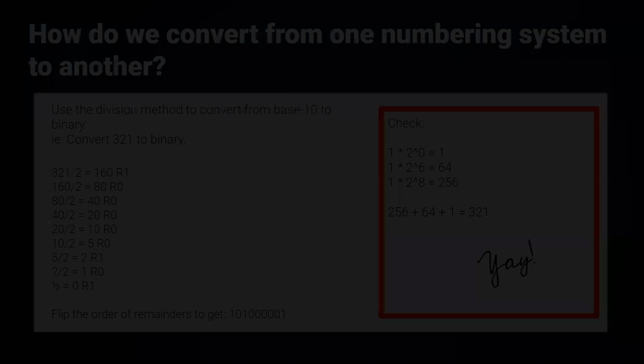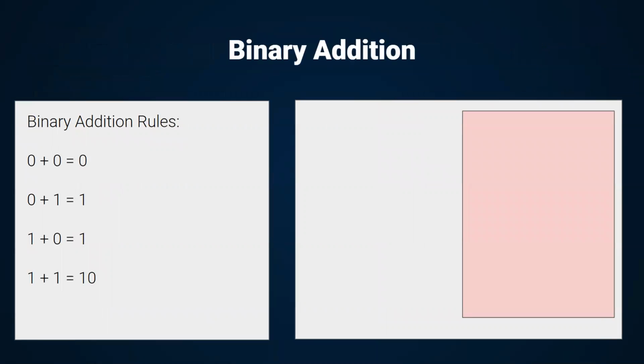Yay! Okay, so binary addition. We have some binary addition rules that we need to follow in order to add two binary numbers. There are four basic rules: 0 plus 0 equals 0, 0 plus 1 equals 1, 1 plus 0 equals 1, and 1 plus 1 equals 10. We're going to do a practice question to understand how this works.